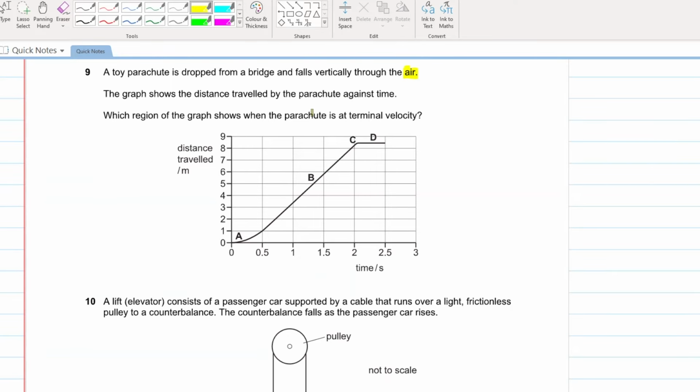So first of all, always remember that the gradient of a distance-time graph is equal to your velocity. Gradient of distance-time graph is equal to velocity. If your velocity is terminal, or you can say if your velocity is constant, that means your gradient will also be constant. And where can you find a constant gradient in this graph? This line. This line B is your constant gradient, hence B is the terminal velocity.